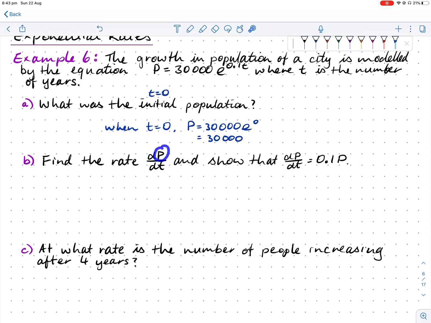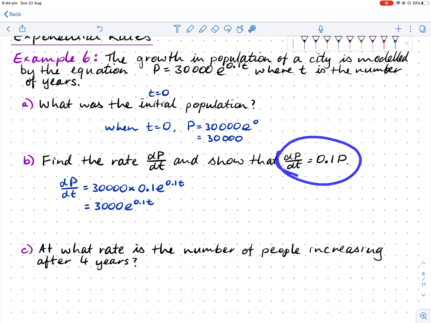Part B, find the rate dP/dt. Okay, remember the rate is population with time, and then show that this is true. So let's start with that first bit. dP/dt means we're going to take this equation and we're going to differentiate this with respect to t. Now remember, constants just stay there, so we're going to write 30,000 times. Now when we go to differentiate the exponential, remember you take the power, differentiate that, and that goes in the front. So the derivative of 0.1t is 0.1, so 30,000 times 0.1 e to the 0.1t. What we can then do is evaluate the numbers, and we get 3,000 e to the 0.1t.